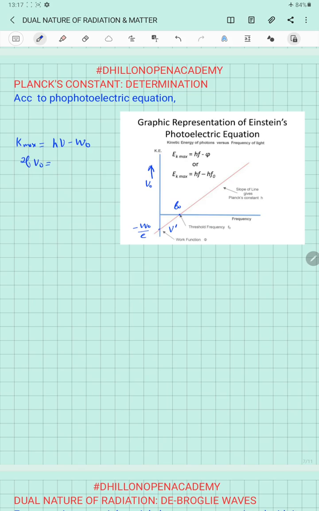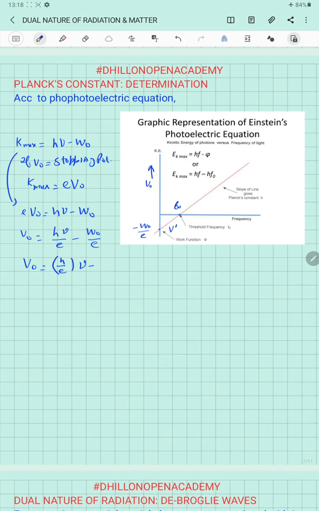Now if we suppose that v naught is the stopping potential, then we know that the maximum kinetic energy is equal to e v naught. So we can write this equation as e v naught is equal to h nu minus w naught, or v naught will be equal to h nu by E minus w naught by E. We can also write it as v naught is equal to h by E into nu minus w naught over E. We keep this as equation number 1.